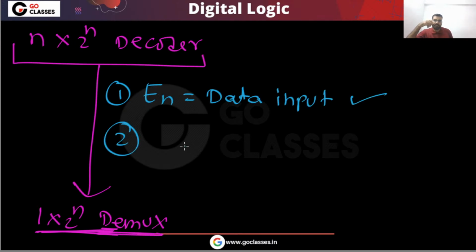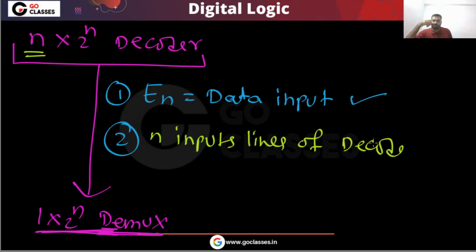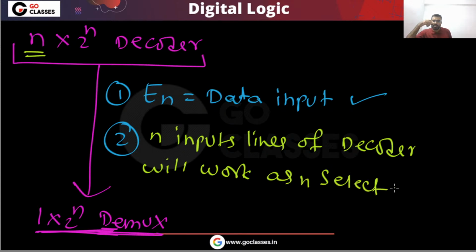The second point: the n input lines of the decoder will work as the select lines of the DeMux. Okay, so this is how you can convert.